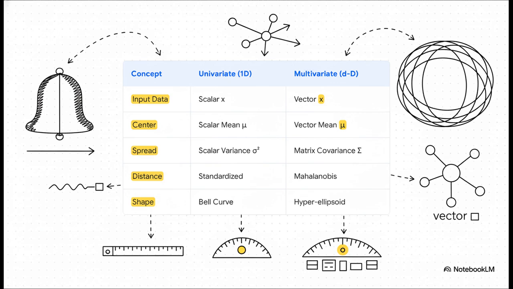A single number for the mean becomes a mean vector. A single number for variance becomes a covariance matrix. A simple distance becomes the much smarter Mahalanobis distance. And our friendly bell curve transforms into something called a hyperellipsoid. Just think of it as an ellipse, but in 3, 4, or even hundreds of dimensions. It's a complete, consistent, and beautiful upgrade.